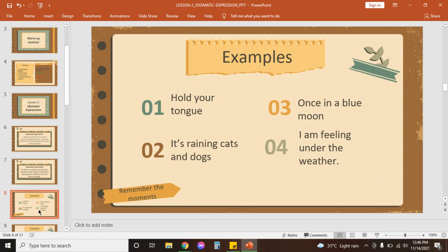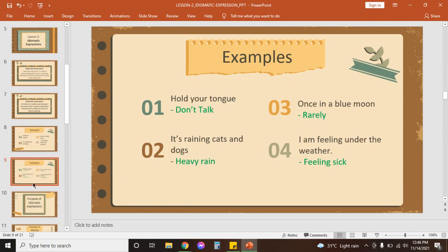Let's proceed. It's reflected on the screen, the meaning of every phrase. Hold your tongue, which means don't talk, or you have to keep silent. Number two, it's raining cats and dogs, which means heavy rain. Number three, once in a blue moon, which means rarely or very rarely. Number four, I am feeling under the weather, which means feeling sick. Okay, let's move on.